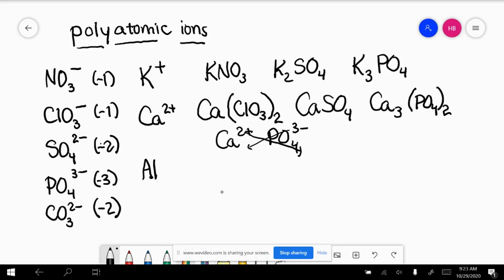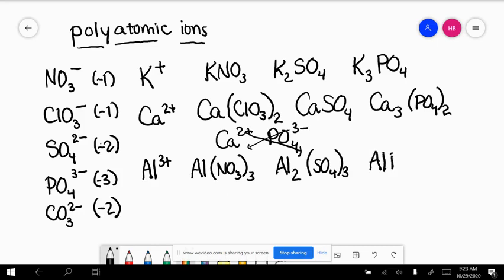What about a charge of +3 on an ion? That would take 3 +1 ions. I would drop the charges down for a 2. And it would go 1 to 1 with a 3. So this one's aluminum nitrate, this one's aluminum sulfate, and this one's aluminum phosphate.